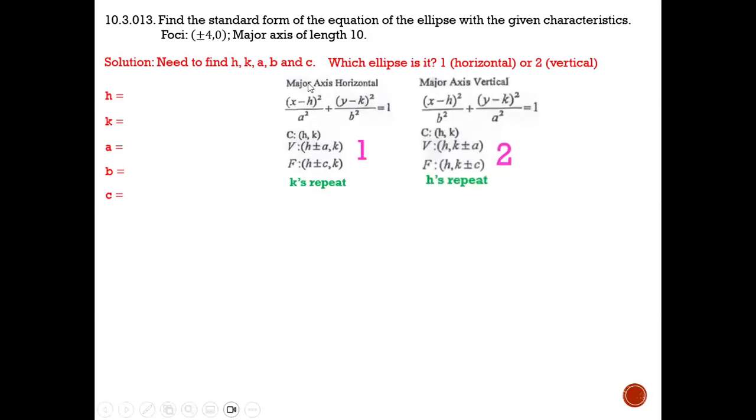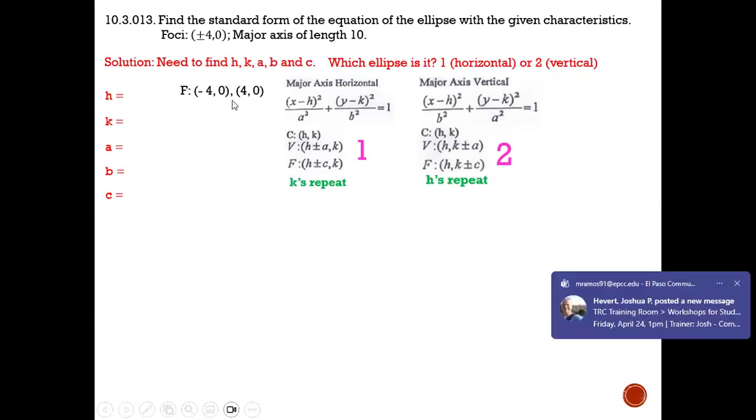Okay, here is the information. 1 horizontal, (x minus h) squared, (y minus k) squared. The bigger number is the a under the x squared. 2, if the major axis is vertical, (x minus h) squared, (y minus k) squared, but the bigger value a will be under the y. Okay, remember also for this one, the k's repeat, the second coordinates for the vertex and foci repeat. Over here, the h's repeat, the first coordinates for the vertex and foci repeat.